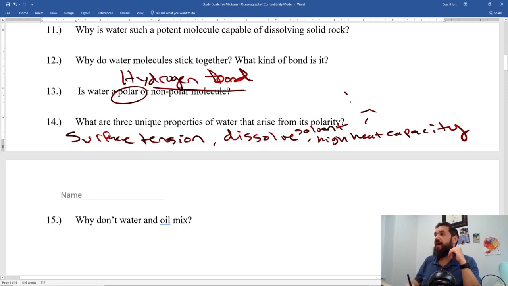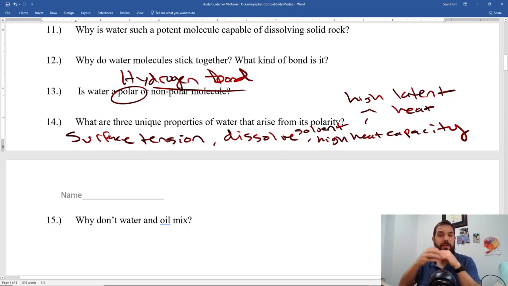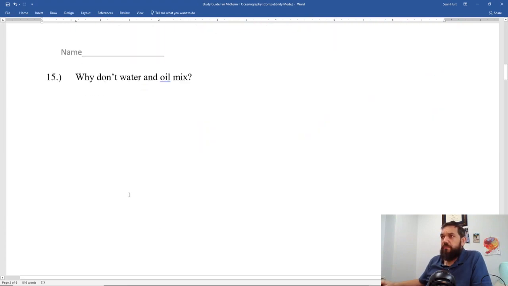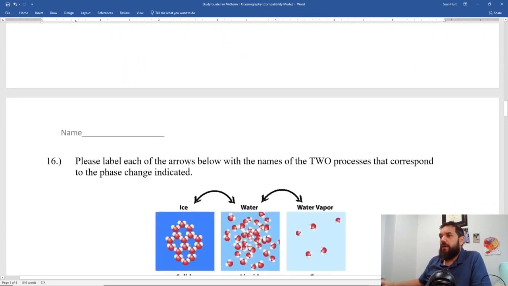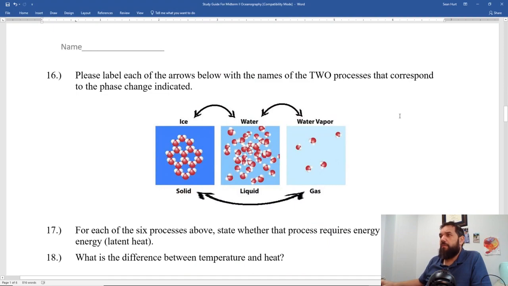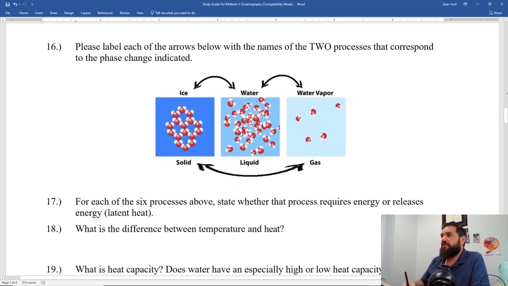The high latent heat is also due to hydrogen bonding. You might remember the latent heat of condensation, latent heat of evaporation. There are so many different, very unique properties of water that come from this process of hydrogen bonding. So, all right, why don't water and oil mix? It's because water is polar, oil is nonpolar. Simple as that. Okay.